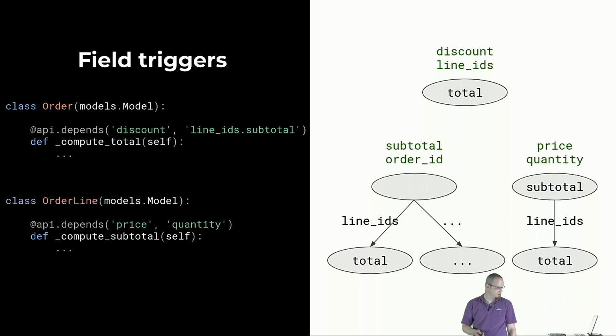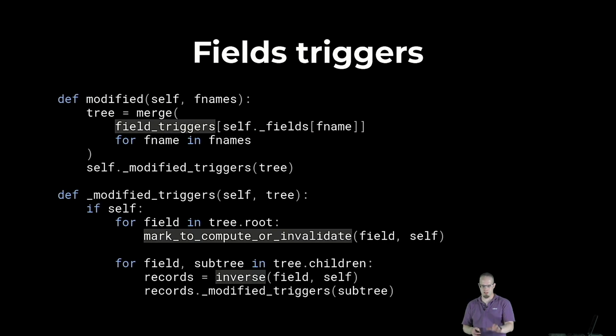And the invalidation looks like this. I've, of course, again, simplified the code, but you get the idea. So in this code, you have the method modified, and the method modified is called every time we touch a field on a record set. The record set itself, and fnames is a collection of field names that have been modified. So what you do, you're getting the field triggers of every one of these fields.